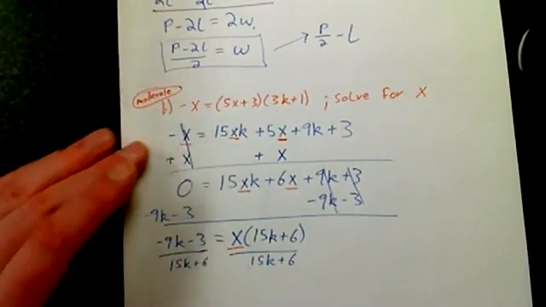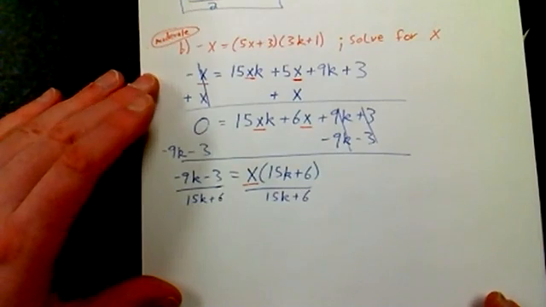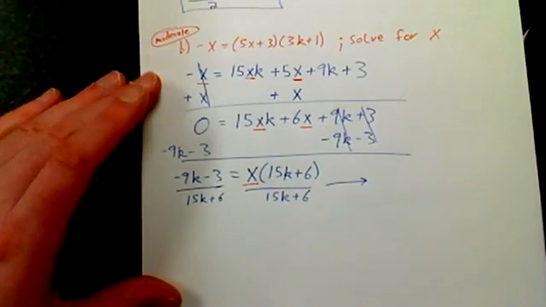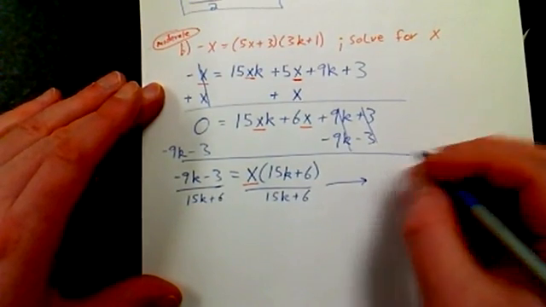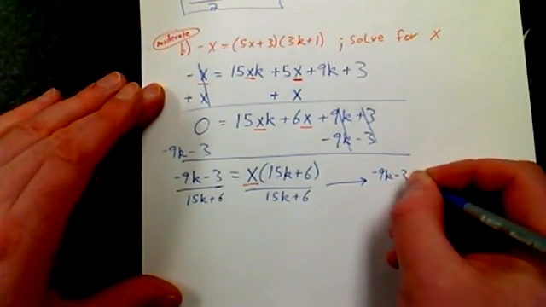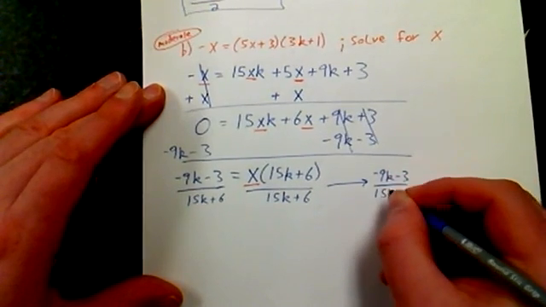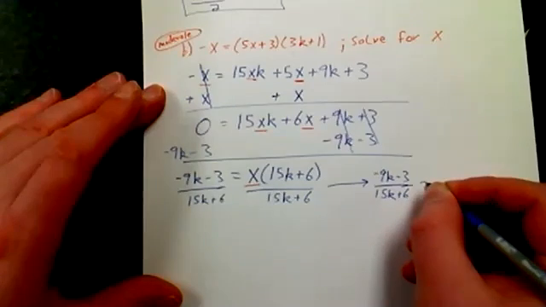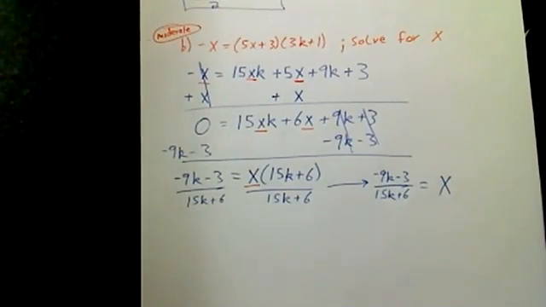Okay, so we're right here. Let's go over this way because I'm running a little low on room. So now I have negative 9K minus 3 over 15K plus 6 is equal to x. So that's my answer. Or is it?